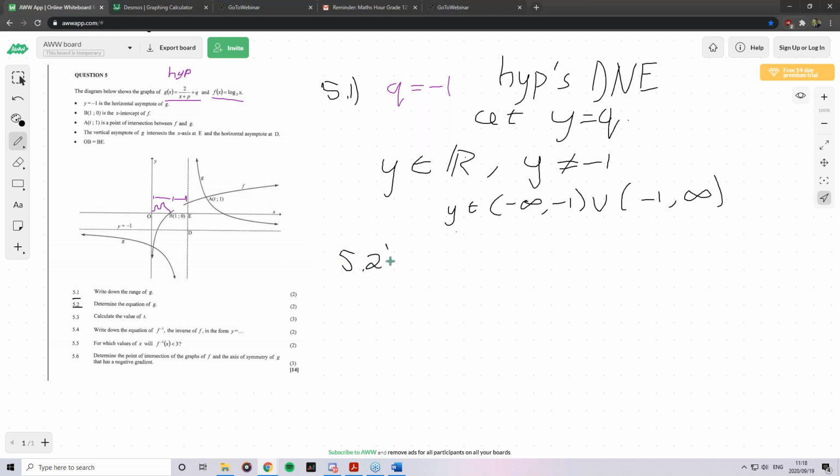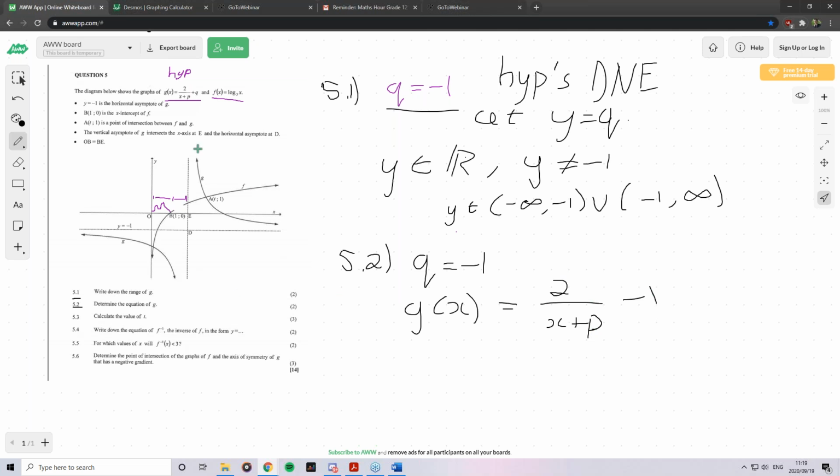Now, 5.2, determine the equation of g. We've already said from the information that q is equal to minus 1. So now we're going to be using this formula here. We have that g(x) is equal to 2 over (x + p) minus 1. We've just subbed in q as minus 1. So this is now our higher level equation here. We've added a few things in.